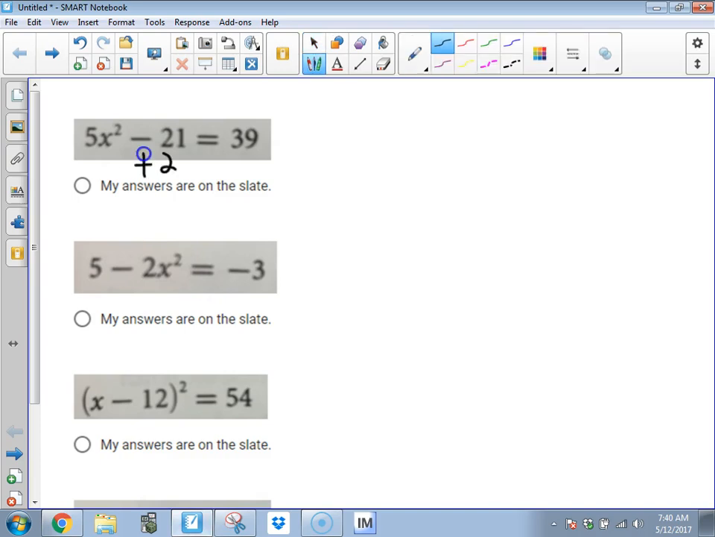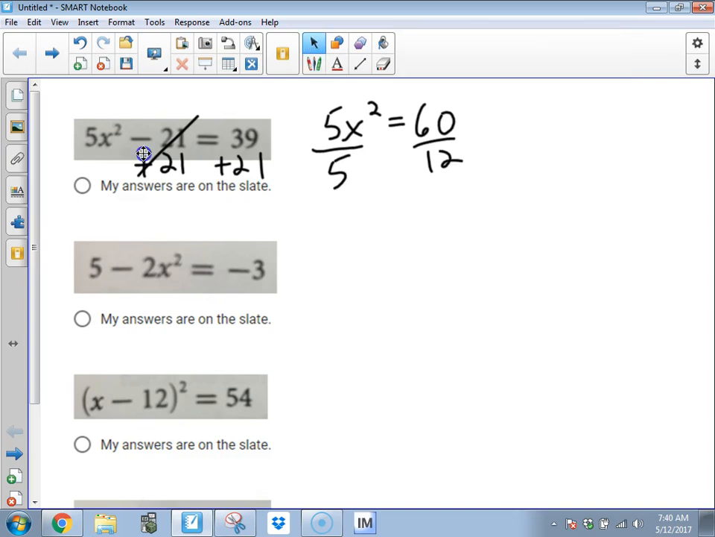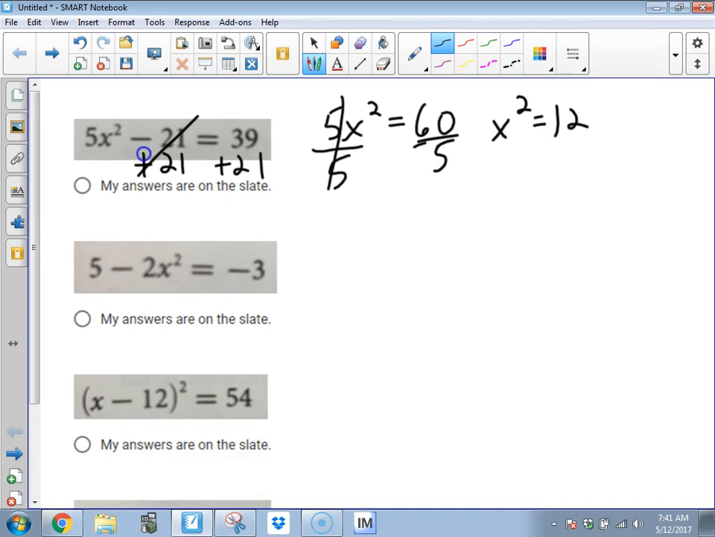I'm going to first add 21 to both sides. So then I end up with 5x squared equals, well, 39 plus 21, that's 60 in this case. Then I'll divide by 5. So we're looking ahead here. That's dividing by 5 to get 12. Divide by 5, we get x squared equals 12. And like I said, there's 4 different boxes for this type of problem. There's actually 4. Okay? And this is the way we set this up.